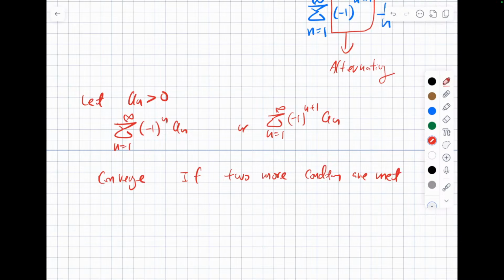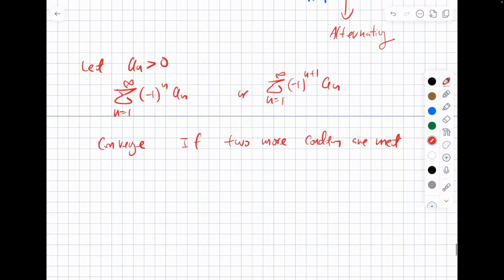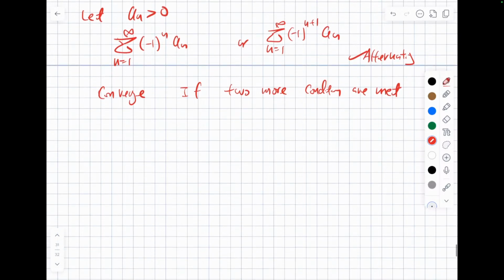So what's the first condition? The first condition is they have to be alternating. So you put a check mark, it's alternating, because they are either -1 to the n or -1 to the n plus 1. It doesn't really matter. Actually, 2n plus 1 is all odd, so it's not 2n plus 1.